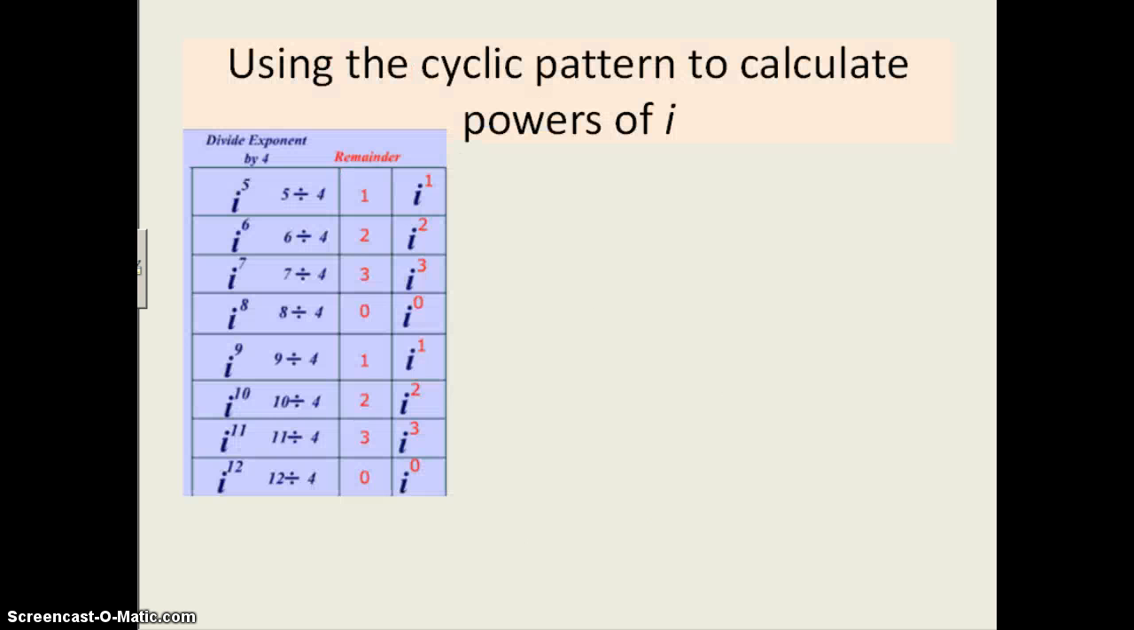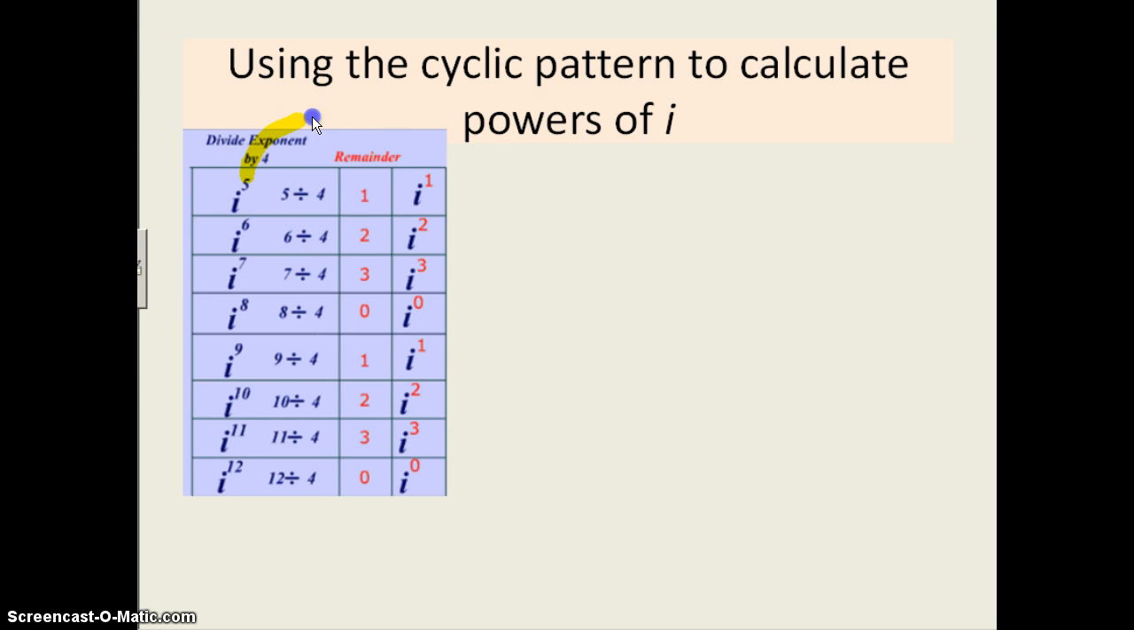Since there's 4 values in the cycle, we can divide by 4 to figure out where we are in the cycle. Did we complete a whole cycle, or are we kind of halfway between one cycle and the next? So what we're going to look at is this chart next.